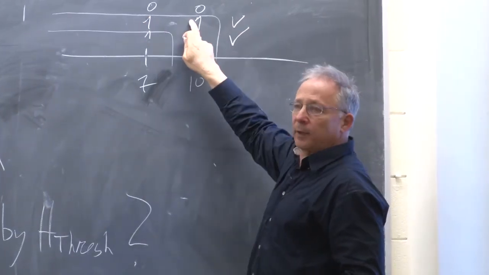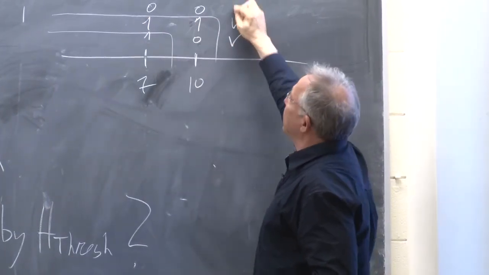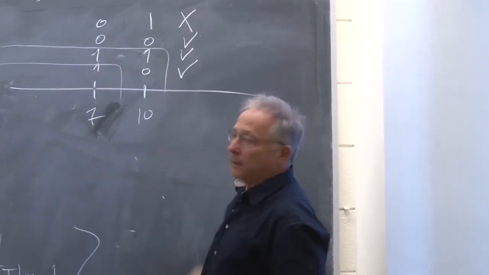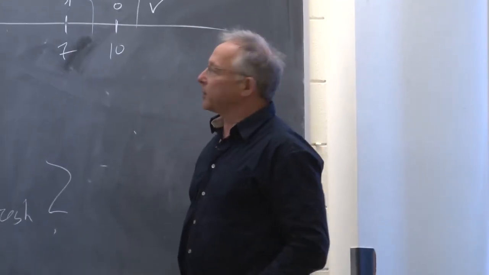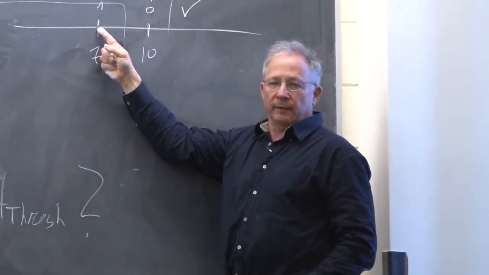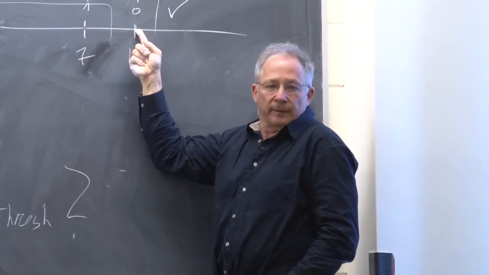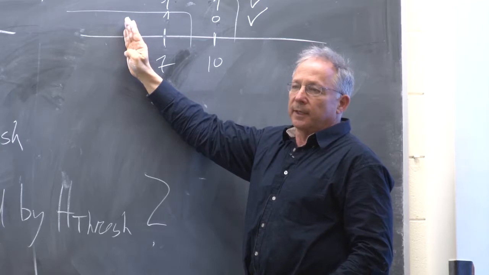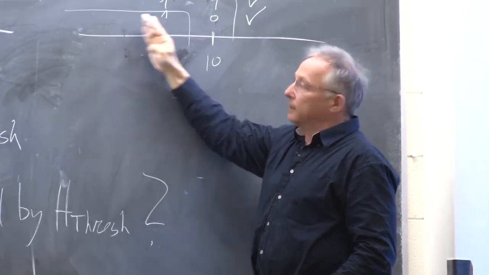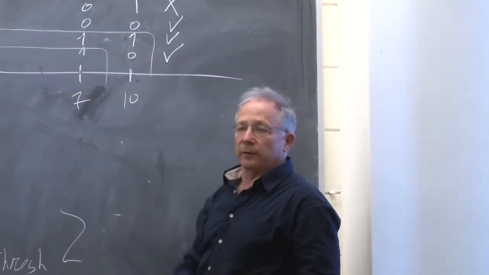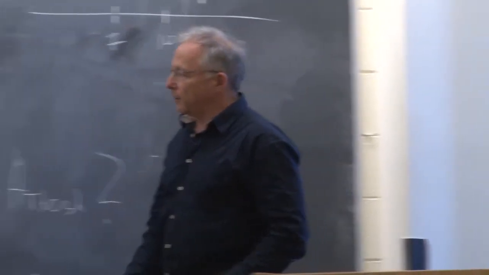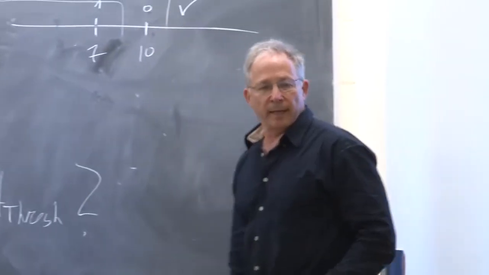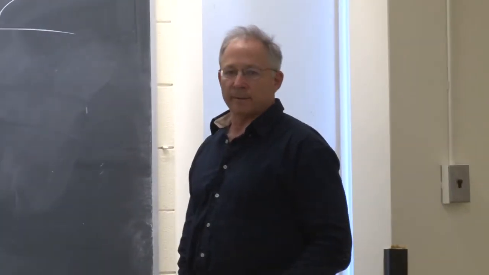Can I get 0, 0? I can. Can I get 0 on this one and 1 on that one? No, I cannot. Every threshold function that gives 0 to 7 will also give 0 to 10. Because if it gives 0 to 7, it means the threshold was before we reach 7. So this pattern is not achievable, so the answer is no. A is not shattered by the threshold functions.